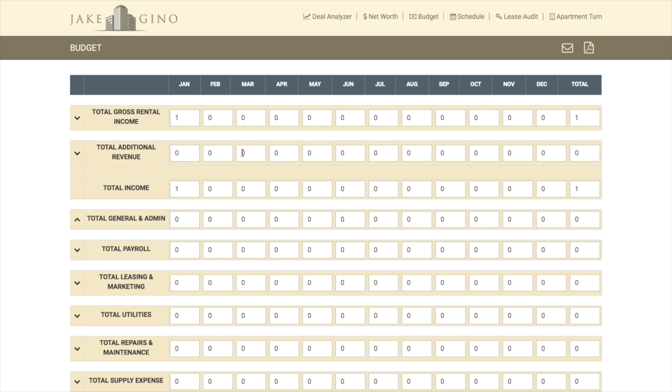This is the budget calculator. Now, the budget calculator is great for anybody who's starting out in real estate who doesn't know how to set up a budget. You want to get your numbers over to a banker or to a partner or to an investor.